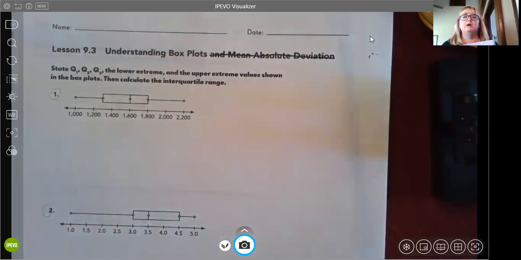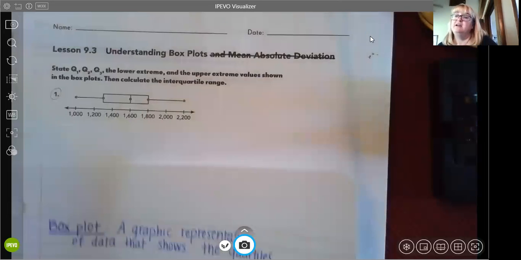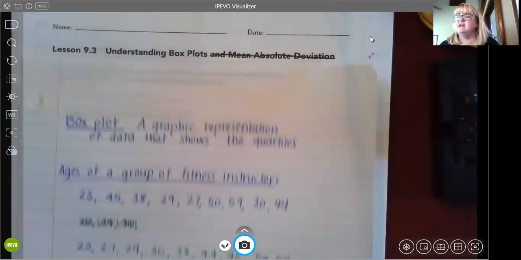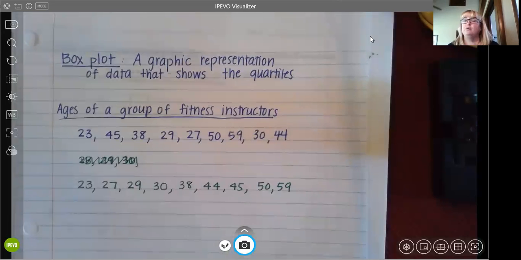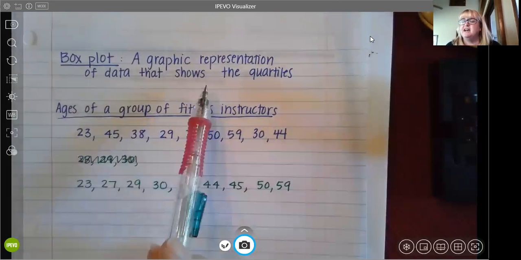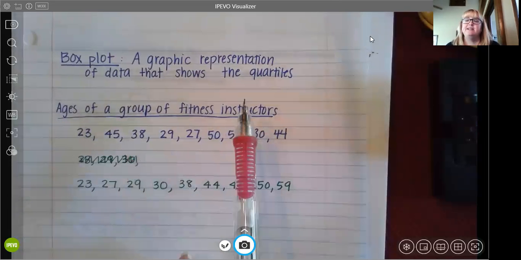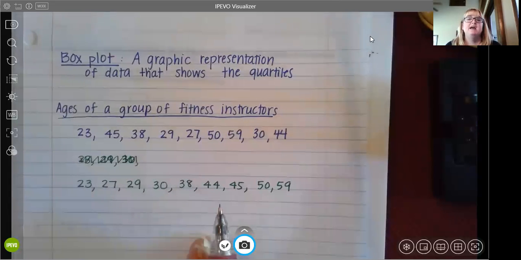And before we get into the lesson, I think you need to know what a box plot is. Well, this is a picture of a box plot. And I think to understand it, let's look at what it is and how to create one. A box plot is a graphic representation of data that shows the quartiles. So it divides the data into quarters, into 25%. And we are going to make a box plot.